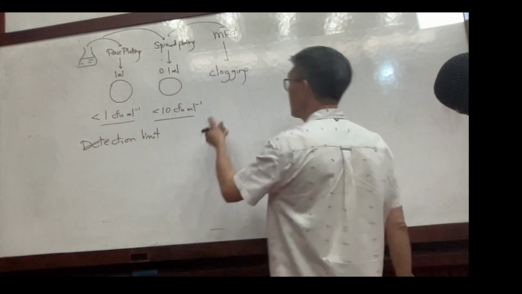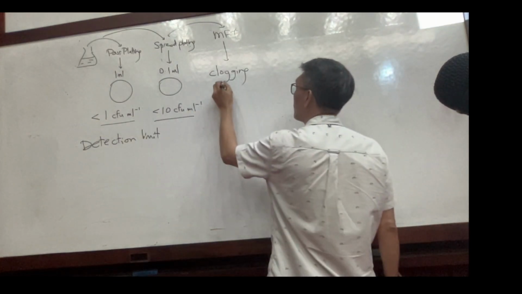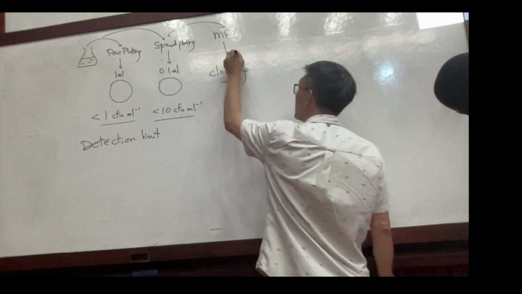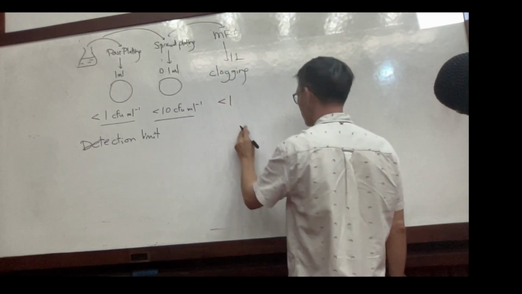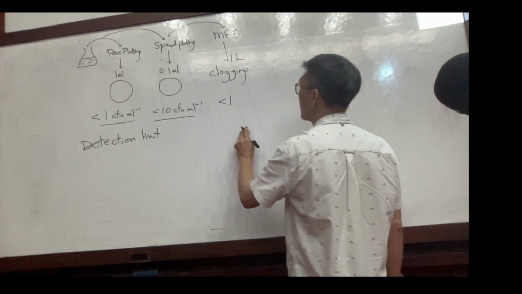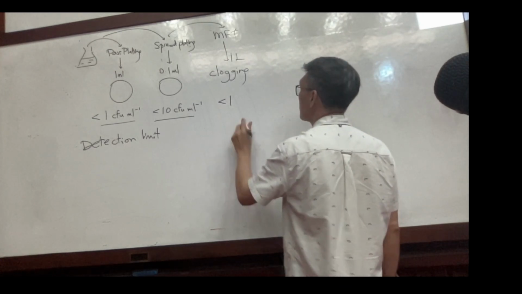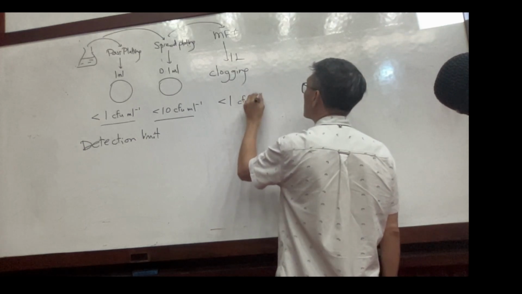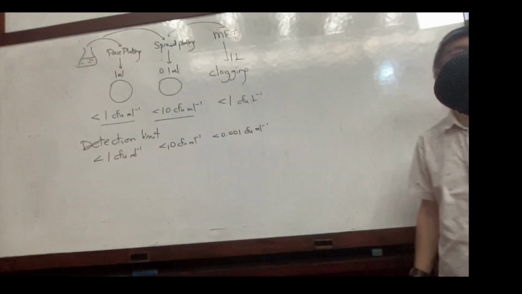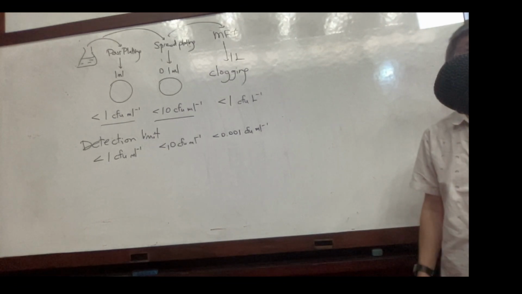Okay, let's just say if we filter 1 liter, that means we can count up to, it is so much better for MF.